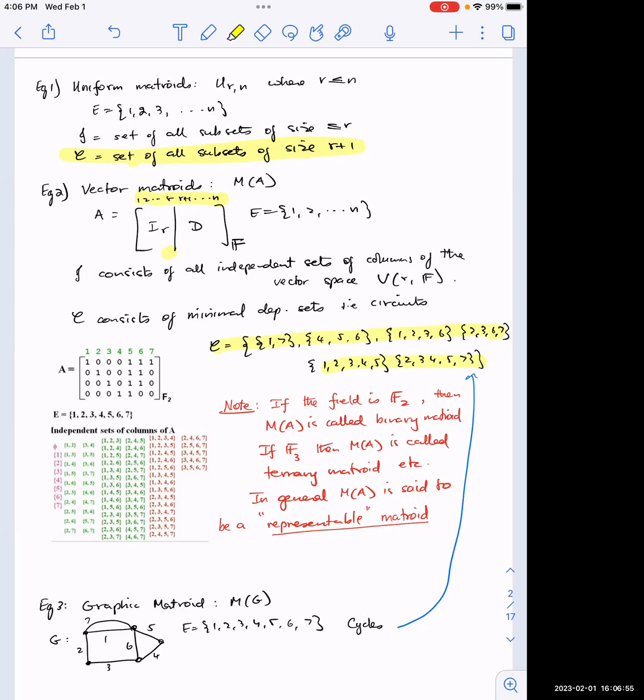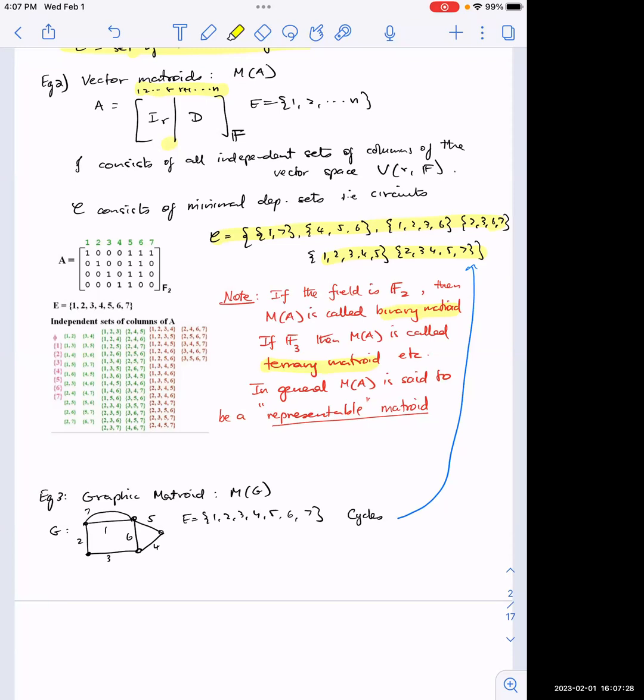So if the field is the binary field, then it is called a binary matroid. And if the field is ternary, here we are, then it's a ternary matroid. And in general, all of these matroids representable over various fields are called representable matroids.